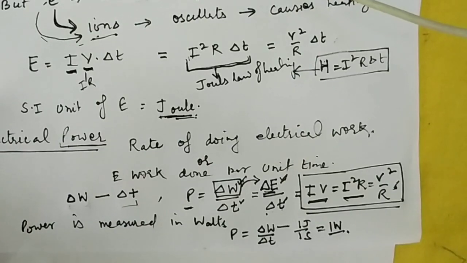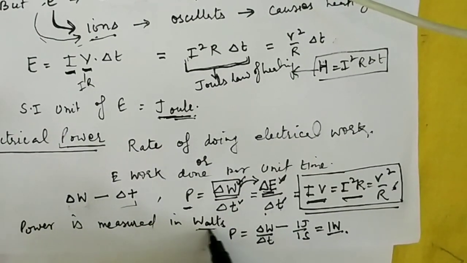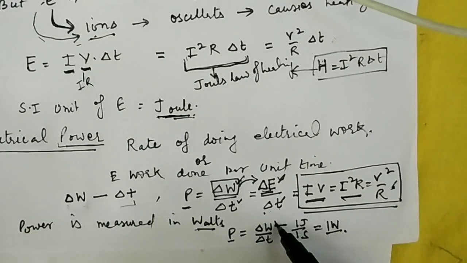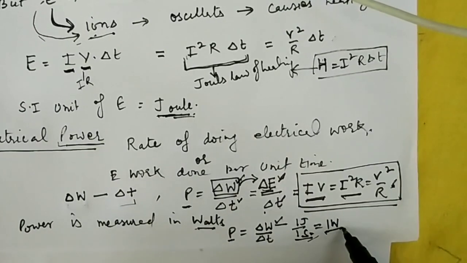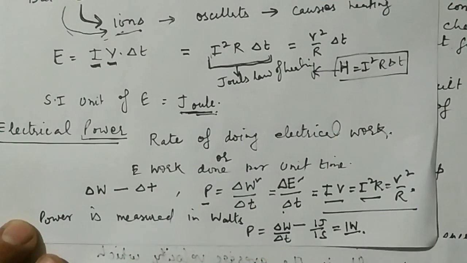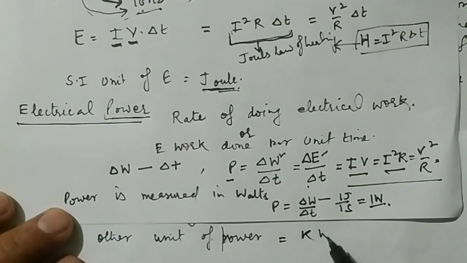Power is measured in terms of watt. When can we say that the power is said to be 1 watt? When 1 joule of work is done in 1 second, then we can say that the power is 1 watt. So this is a very small unit of power. We have a bigger unit of power, that is kilowatt. 1 kilowatt is equal to 1000 watt.